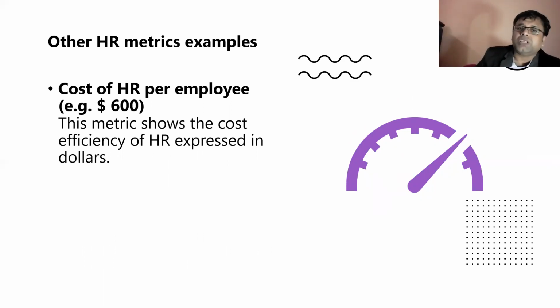So this metric shows the cost efficiency of the HR expressed in money. So that's the cost of HR per employee. That is how much money you are spending on the HR department and how many employees there are. You can just divide that. So that's the idea. That is called the cost of HR per employee.